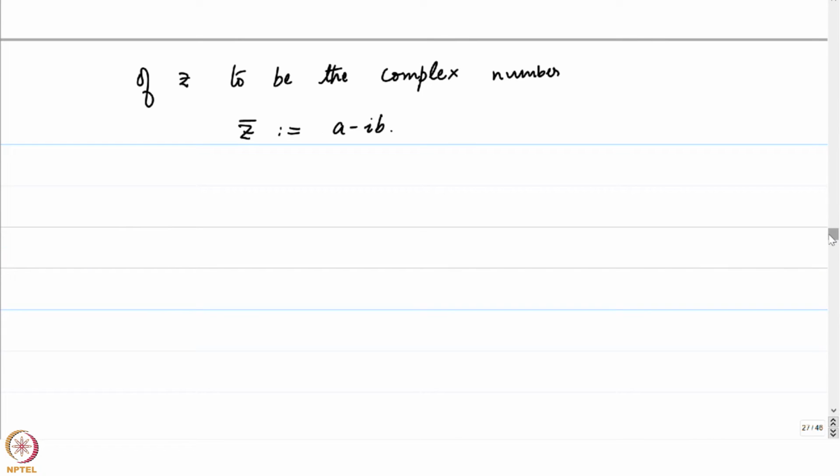It's an immediate check, which I will leave as an exercise, to see that if you look at the conjugate of z plus w, this is z bar plus w bar. And if you look at the conjugate of z times w, this is equal to z bar times w bar. You could write it down explicitly in terms of coordinates, compute both left hand side and right hand side and see that they do match.